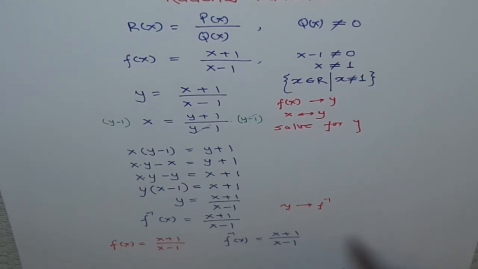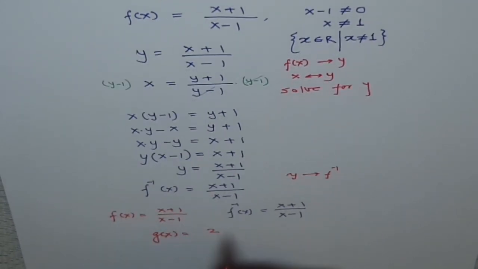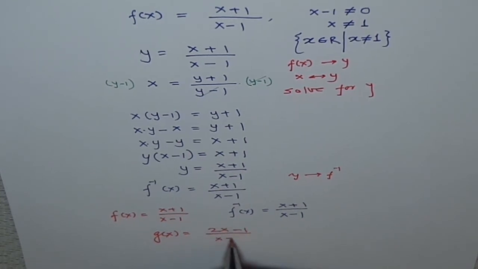You can try some examples on your own, like try this. g(x) equals 2x minus 1 over x plus 3. So what will you do? First step, write g(x) as y. Second, swap x and y. Then cross multiply. And then bring the y terms to one side. Take y common and solve for it. That's how you find the inverse of a rational function.